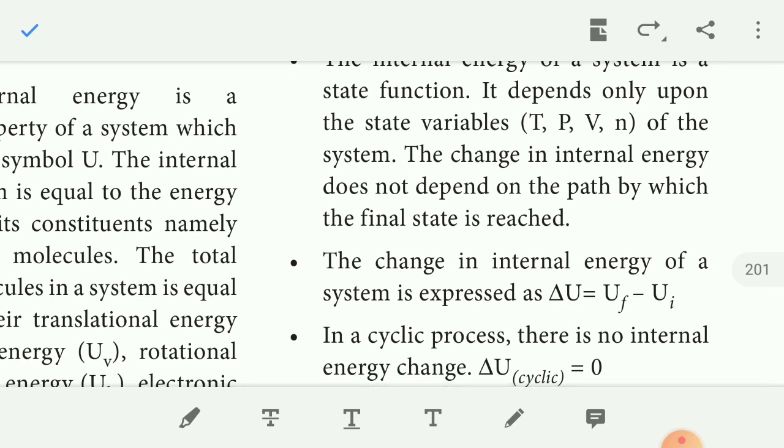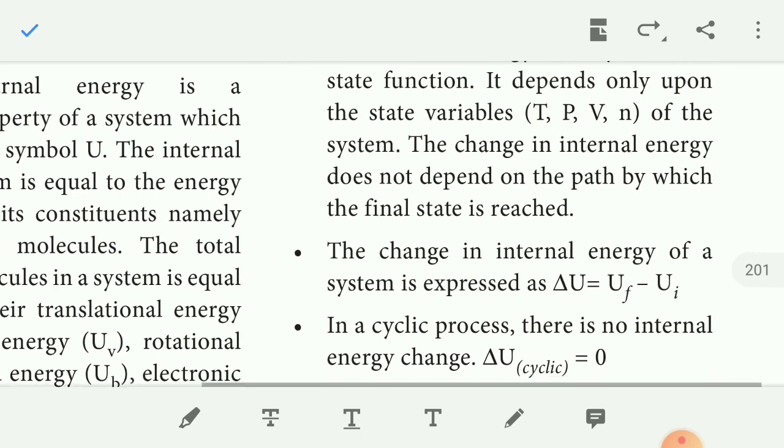The third point is that the change in internal energy of a system is expressed as del U equal to UF minus UI. So the change in internal energy means final minus initial. U represents energy. Del U represents the change in internal energy, equal to UF, the final, minus UI, the initial.